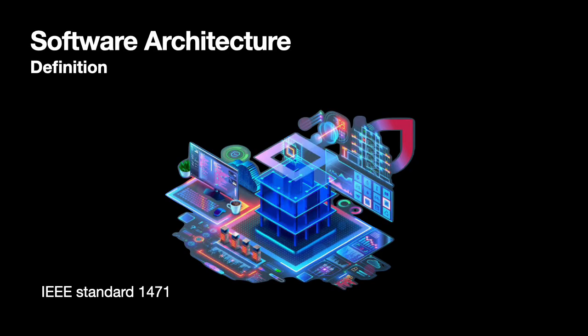The IEEE Standard 1471 defines software architecture as the fundamental organization of a system embodied in its components. It also defines the relationships between components and to the environment. The software architecture establishes the principles guiding systems design and evolution.